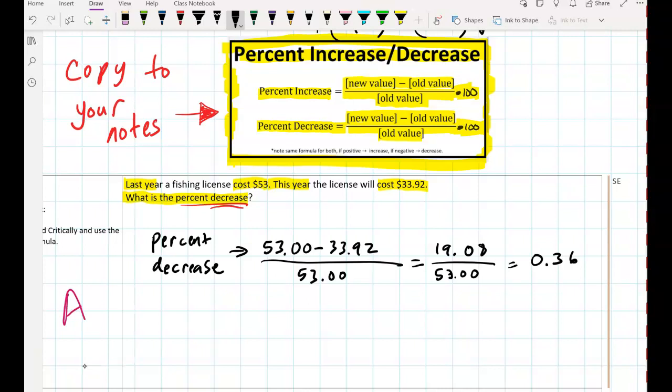And that comes out to 0.36. And then remember, at the very end, we multiply that by 100. And when we multiply it by 100, that comes out to 36. So that was a 36%. And remember, that was a decrease because the amount went down. 36% decrease. Easy peasy. Remember, it's just a matter of dividing the difference between the two amounts by the original amount and multiply that by 100.